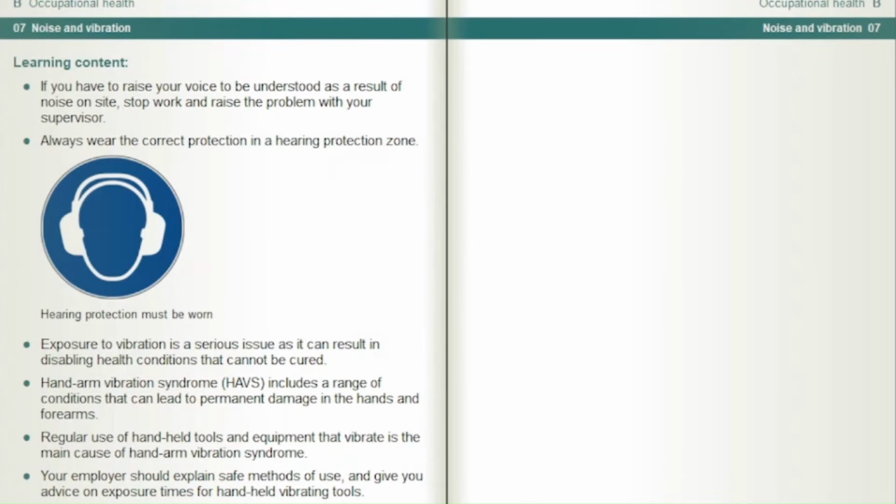Exposure to vibration is a serious issue as it can result in disabling health conditions that cannot be cured. Hand-arm vibration syndrome, HAVS, includes a range of conditions that can lead to permanent damage in the hands and forearms. Regular use of handheld tools and equipment that vibrate is the main cause of hand-arm vibration syndrome. Your employer should explain safe methods of use and give you advice on exposure times for handheld vibrating tools.